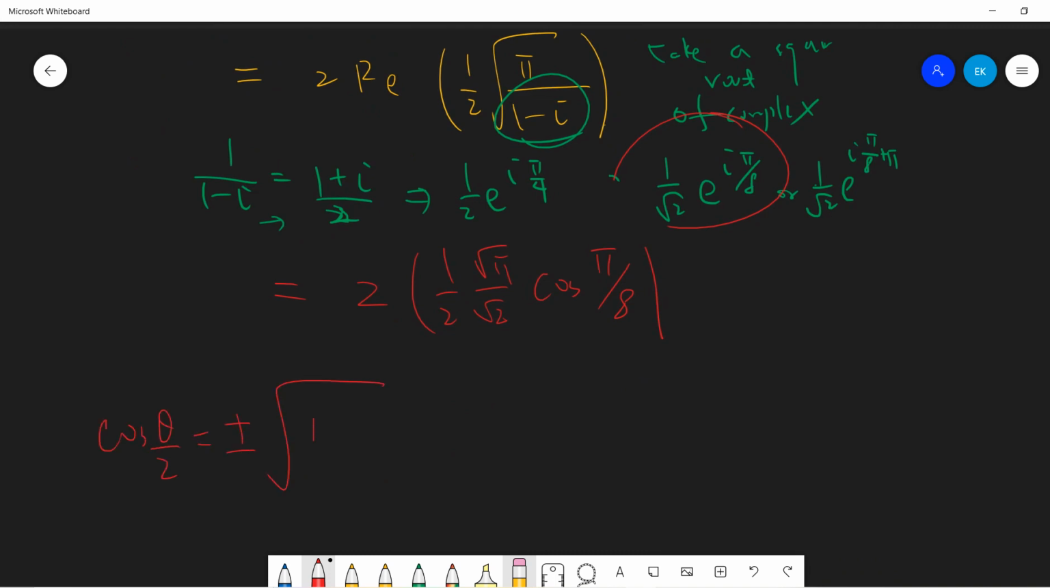So cosine pi over 8 will be plus or minus the square root of (1 plus cosine pi over 4) divided by 2, where cosine pi over 4 is 1 over square root of 2.